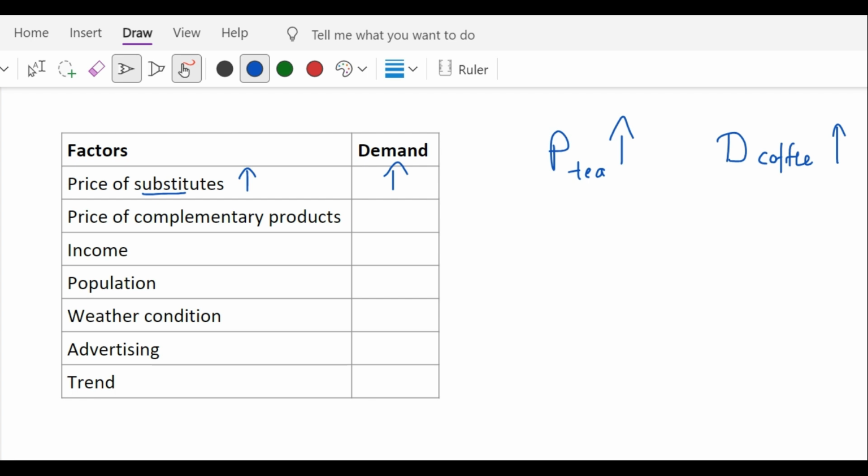So I will only write the effect of an increase in each of the factors, because the decrease is the exact opposite of it. Let's say the price of tea decreases, then tea is cheaper. So why would I buy coffee? I might as well buy tea because it's cheaper. So then demand for coffee will decrease.